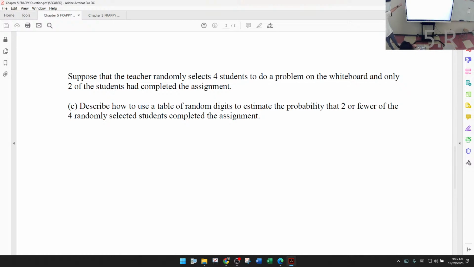They're going to do a problem on the whiteboard. Only 2 of those students had completed the assignments. We already know there's a 75% chance that they completed the assignment because that's what we did in A. We only had 2 out of the 4. Describe how to use a table of random digits to estimate the probability that only 2 or fewer of the 4 randomly selected students completed the assignment.